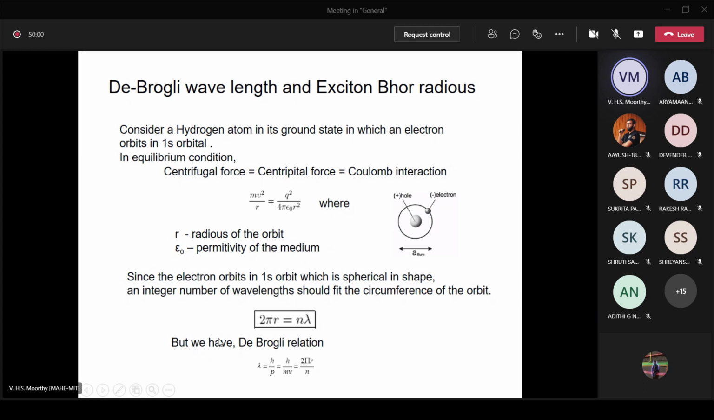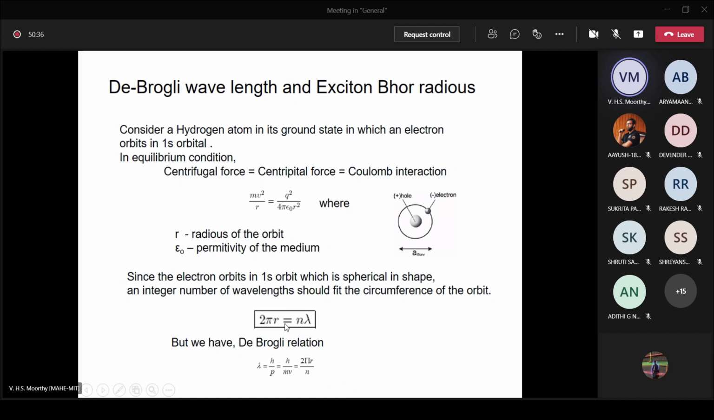Now putting in de Broglie's equation, lambda is equal to h by p, where p means momentum, so h by m v. With this equation, lambda equals 2 pi r by n. So we have lambda is equal to h by p, is equal to h by m v, is equal to 2 pi r by n. Do you understand what I'm telling? What is n?